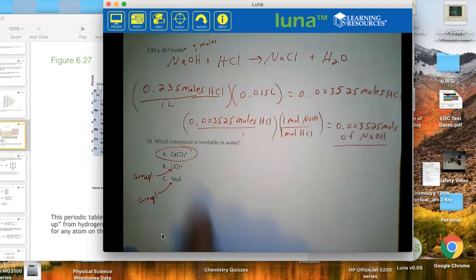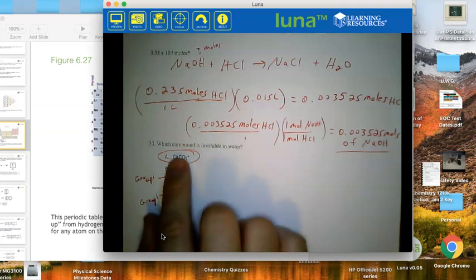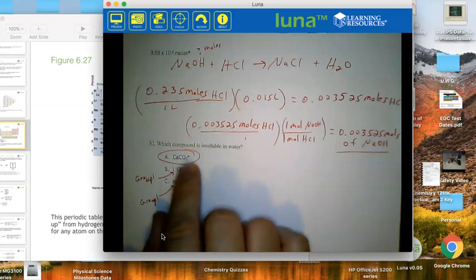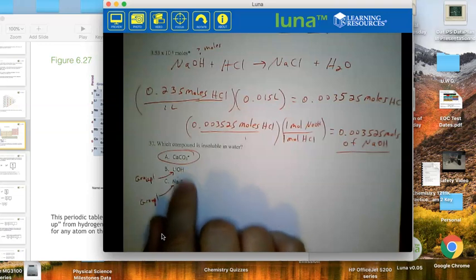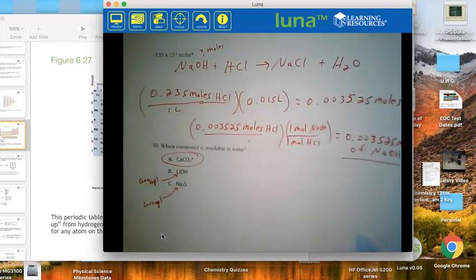All right, so number 30 says which compound is insoluble in water. So here, calcium carbonate is insoluble. Normally these would be insoluble too, except we have group 1 metals, and so that's the exception. Group 1 metals are always soluble. And so calcium carbonate is your answer there.